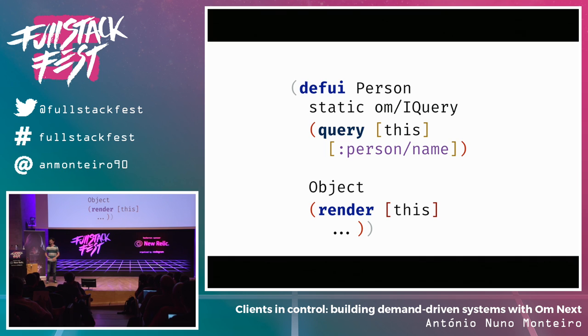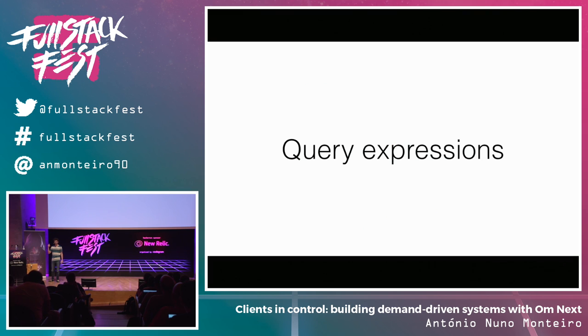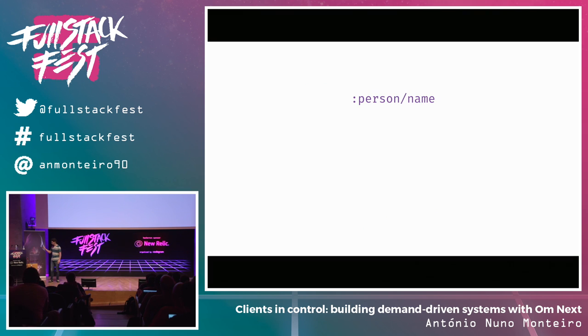If you don't like the parentheses, just ignore them. This is almost like a React component. You can add the other lifecycle methods as well, and everything works. These query expressions are what lets us specify what our client implementation needs. And we have, for example, a single keyword that expresses an attribute, a parameterized keyword.